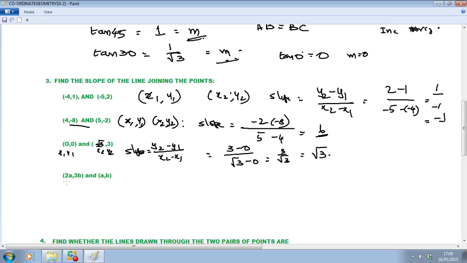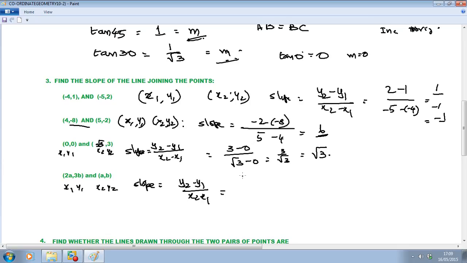So next problem. Here it is given to us in terms of a and b. So it doesn't matter what is a, what is b. This we will mark as x1, y1. This is x2, y2. Slope is equal to y2 minus y1 divided by x2 minus x1. The difference in coordinate between y2 and y1 is vertical, divided by x2 minus x1, which is horizontal. Vertical difference by horizontal difference, that's how we get the slope.